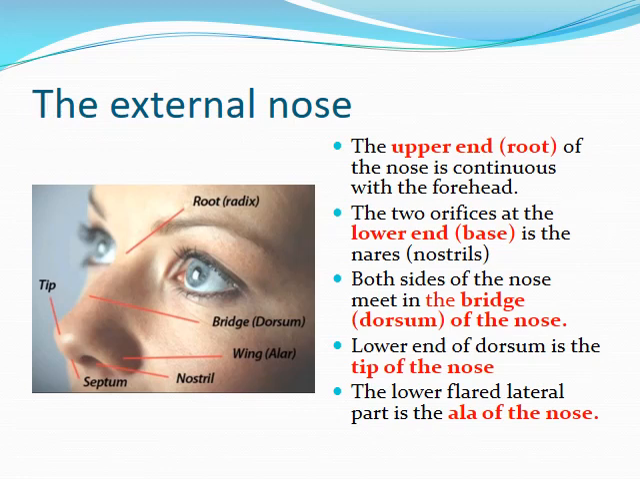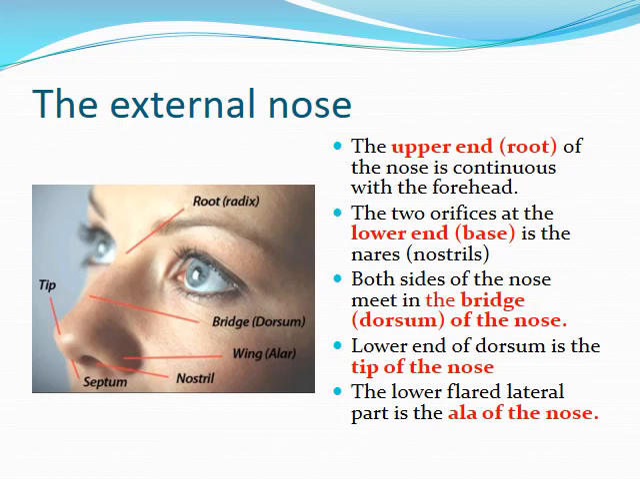These are the different parts of the external nose. As you can see, the root of the nose is also called the radix. You can see the base of the nose, which is the lower end, and on the base we have the two nostrils. Now both the sides of the nose meet in the midline, which is called the dorsum of the nose or the bridge of the nose.